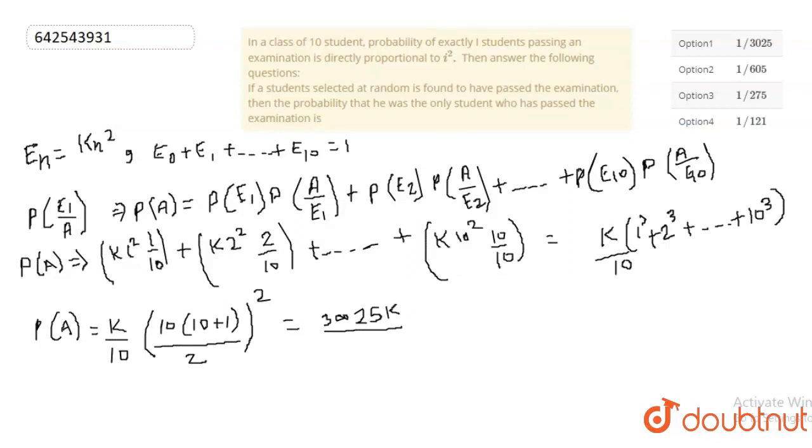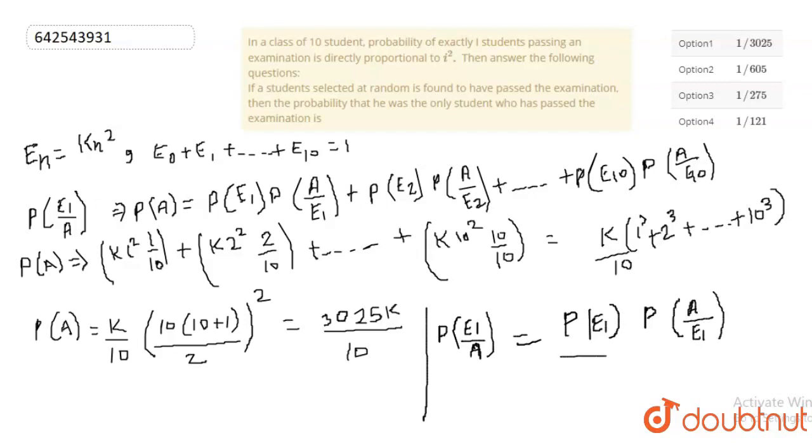Now here what we have to find, we will find P of E1 upon A. So before that there is a very unique solution over here, that is P of E1, let me write here in the replica, P of E1 upon A. So here P of E1 P of A upon E1 upon P of A, so that will come K 1 square, 1 by 10.